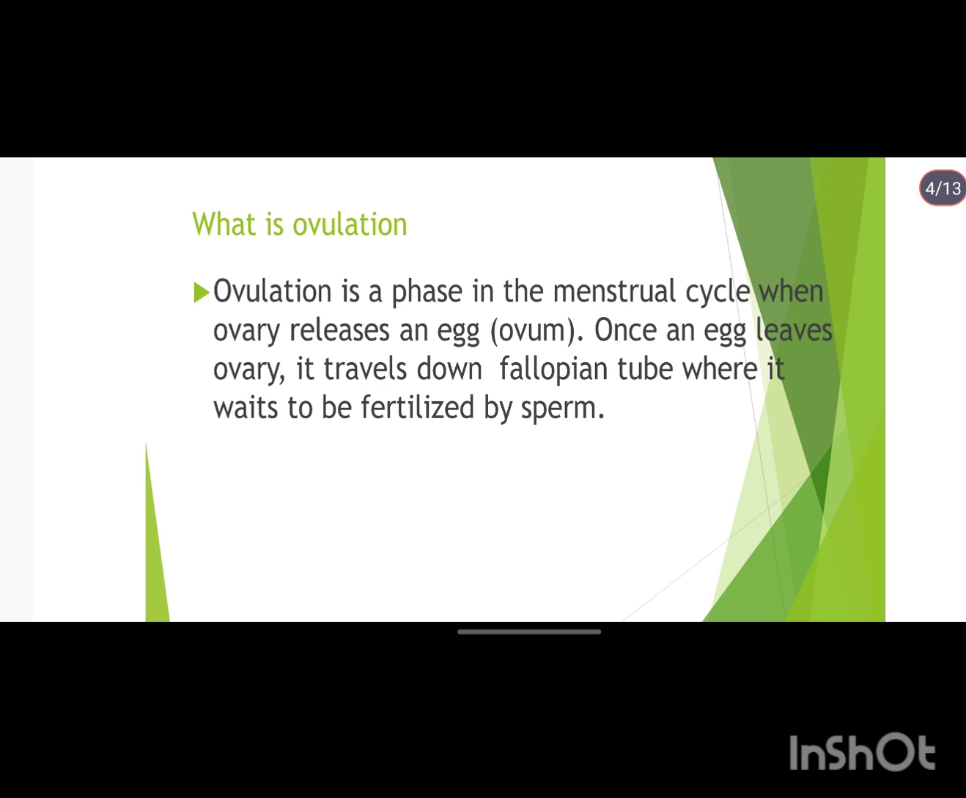The next question is what is ovulation? So ovulation is a phase in the menstrual cycle when an ovary releases an egg called ovum, and once this egg leaves the ovary, it travels down to the fallopian tube where it waits to be fertilized by the sperm. So this is the definition of ovulation.